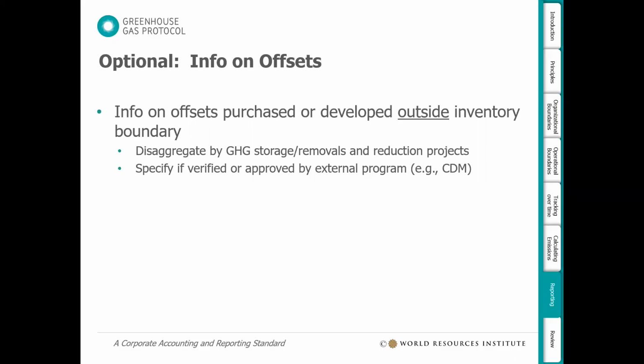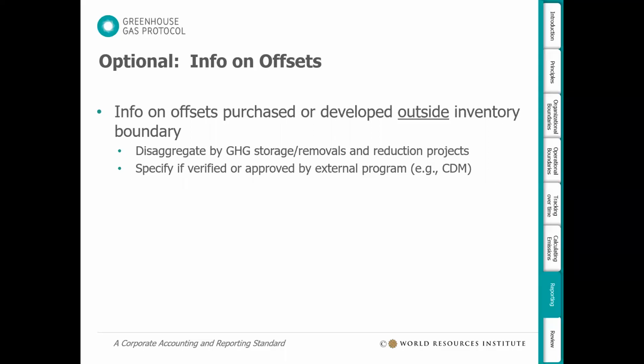Ideally, companies would separately disclose projects involving carbon sequestration because there are issues regarding the permanence of that sequestered carbon, which could be re-emitted into the atmosphere in the future. That's why we recommend that these two broad types of projects be reported separately. Companies should also specify if those reductions have been verified or approved by some external program, such as the Gold Standard or CDM.